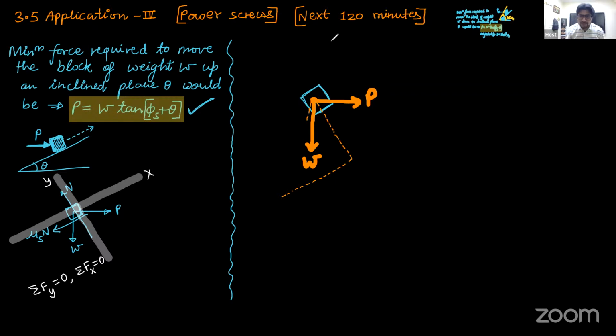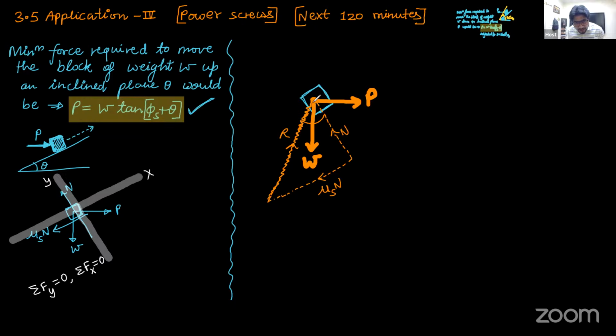My dear friends, instead of considering the normal reaction and friction force, let's consider the resultant reaction of both of them. And this resultant makes phi s from the normal. The angle of the resultant from the normal is known as the friction angle. And since there is a limiting condition, that angle becomes equal to the angle of repose.